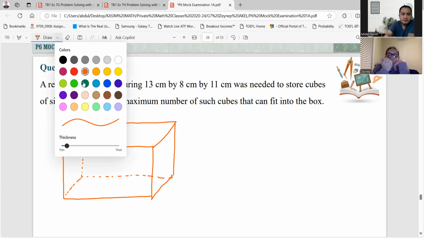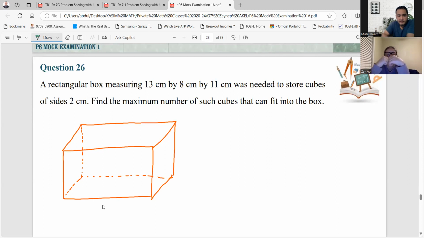This is our box, Zeynep. Length, it is 13 centimeters. Width, it is 8 centimeters. And height, 11 centimeters. Right? It was needed to store cubes of size 2 centimeters. So we have a lot of smaller boxes, and their size is 2 centimeters, a small box.